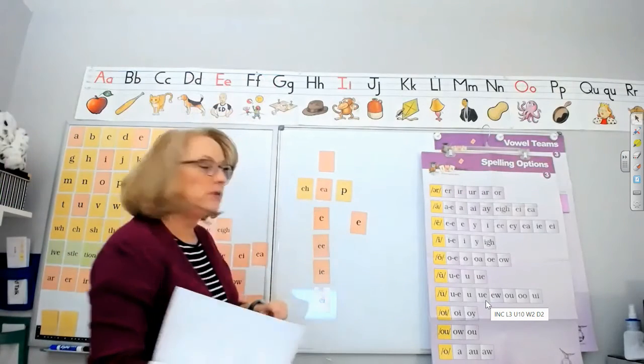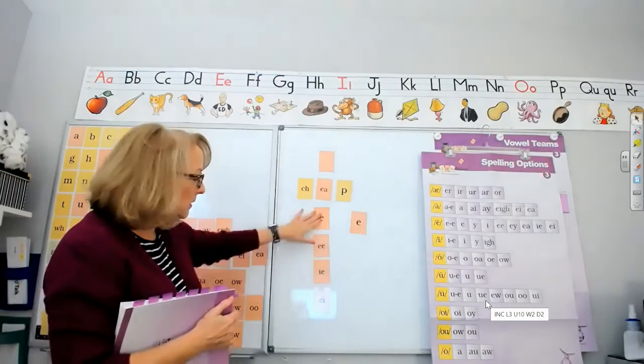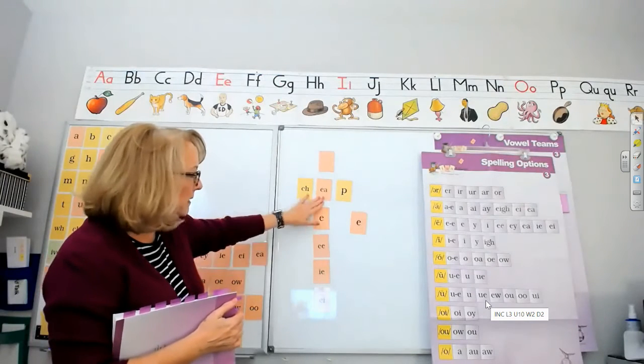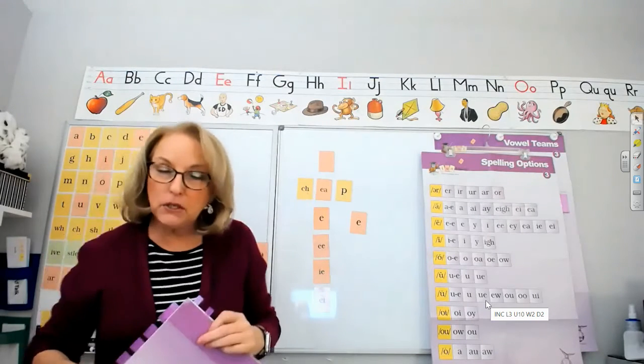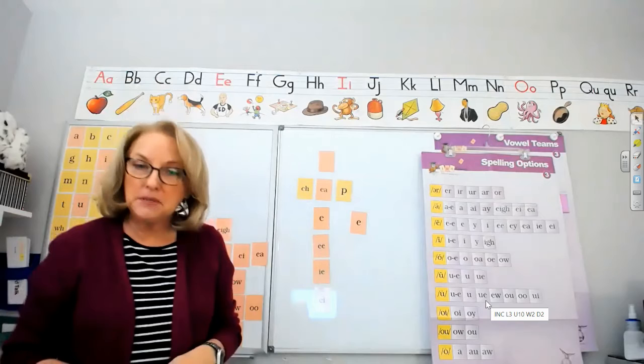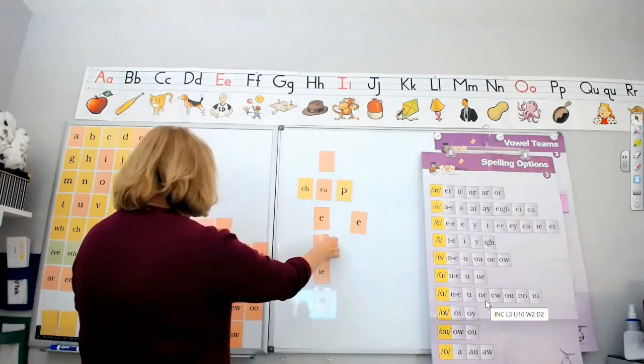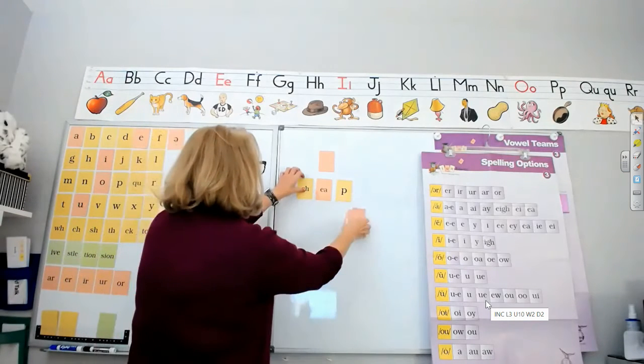H-E-A-P. So when you're not sure how to spell a word, you're going to use the spelling option procedure, and you'll try different spellings for that sound. See if one looks right, and then look it up to make sure. Let's put your cards away and get ready for another word.